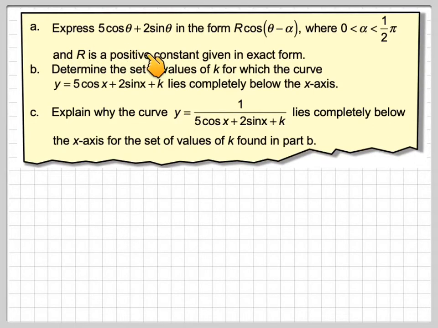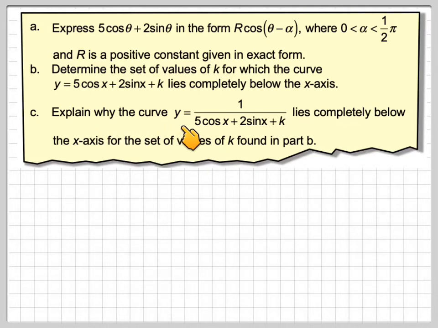Express 5 cos theta plus 2 sine theta in the form r cos(theta minus alpha), where alpha is between 0 and pi by 2, and r is a positive constant given in exact form. Determine the set of values of k for which the curve y equals 5 cos x plus 2 sine x plus k lies completely below the x-axis.